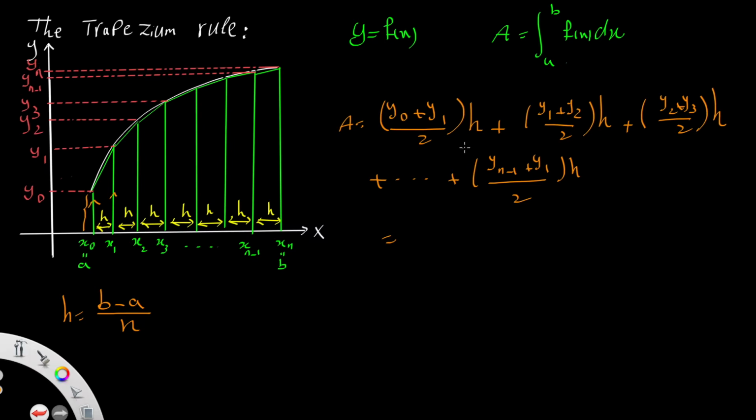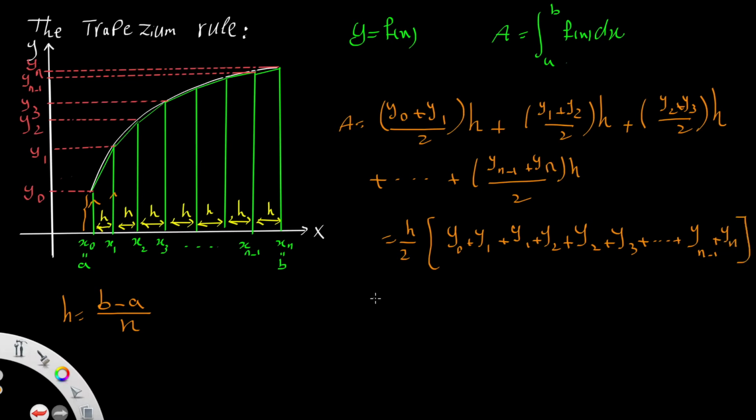Now, as you see, h over 2 is common to all of them. So I factor h over 2. Then what we have here is y0 plus y1 from the first one, then from the second one y1 plus y2, from the third one y2 plus y3, and we continue till the last interval y(n-1) plus yn. Then it will be equal to h over 2.